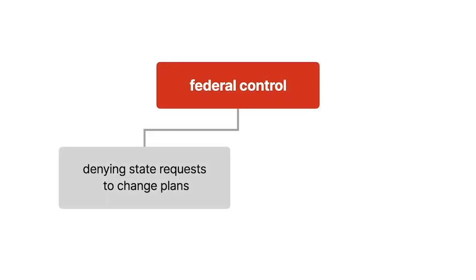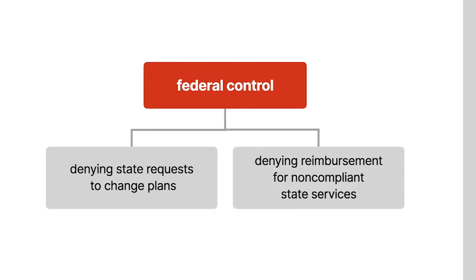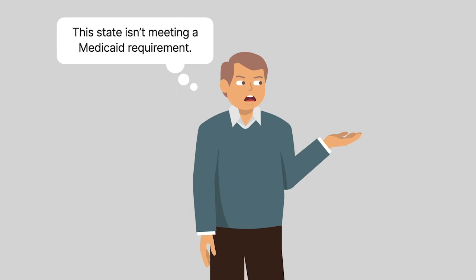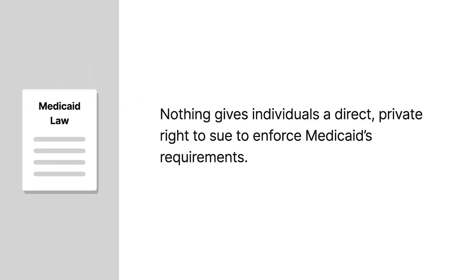Rather, federal control tends to come in the form of denying state requests to change plans or denying reimbursement for non-compliant state services. If an individual believes a state isn't meeting a Medicaid requirement, nothing in the Medicaid statute gives individuals a direct private right to sue anyone to enforce Medicaid's requirements.